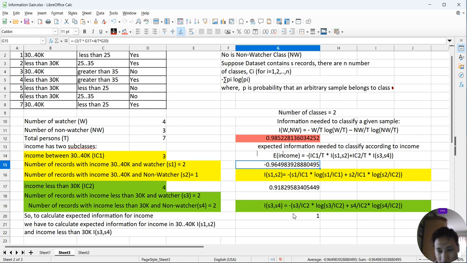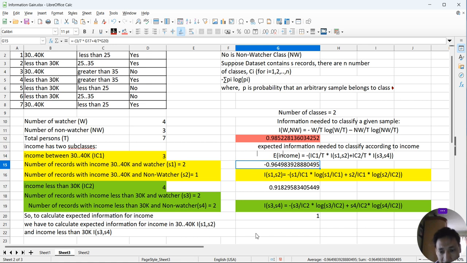What we have done is we have calculated the entropy for individual subclasses of income: income between 30,000 and 40,000, and income less than 30,000. So in this way we calculate the expected information to classify records according to income.